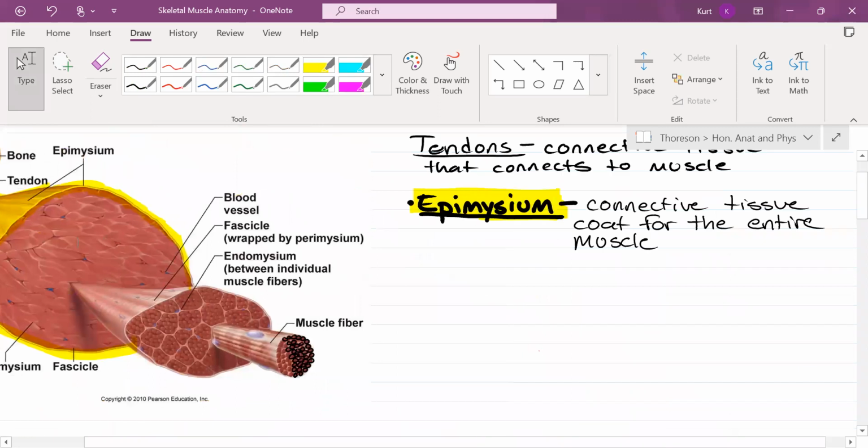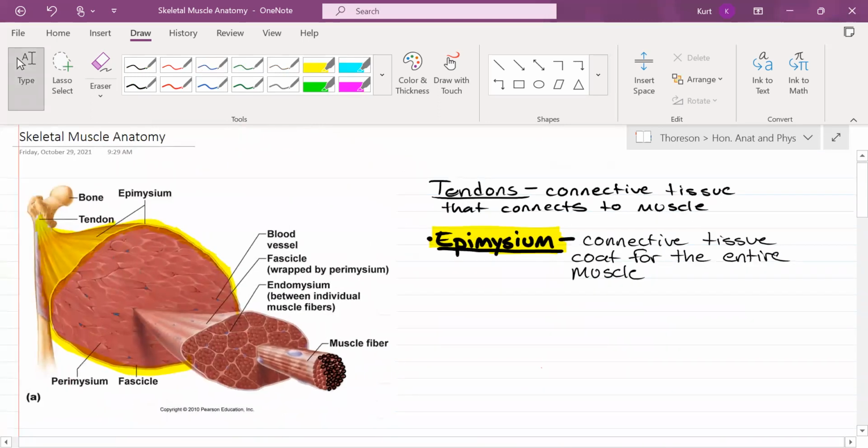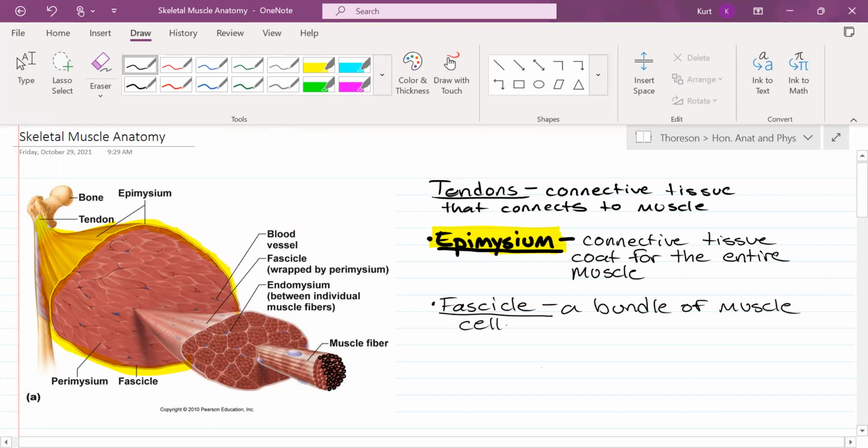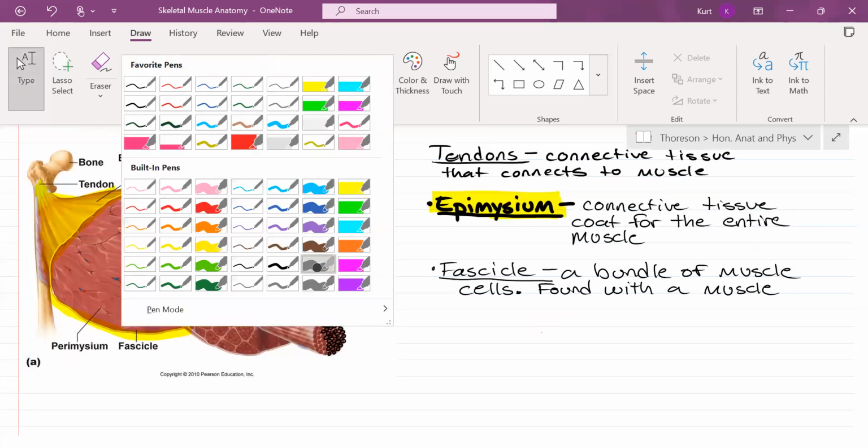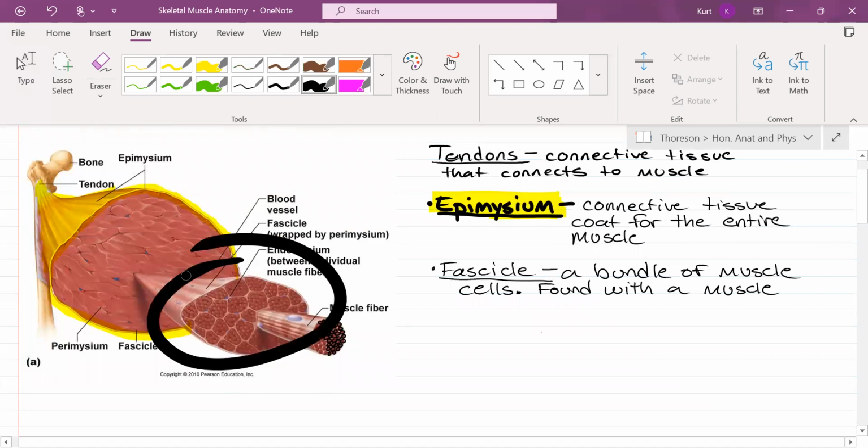It's called a fascicle, Isabella. Good. So the next term is going to be a fascicle. A fascicle is a bundle of muscle cells. It's found within a muscle. So, folks, this whole thing right here, that is a fascicle. There's a lot of fascicles that are within that muscle.